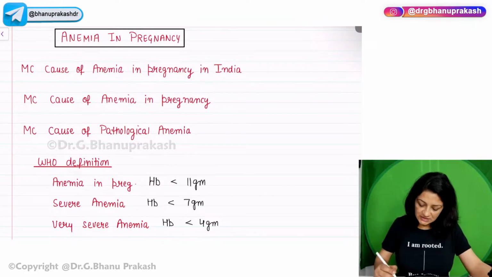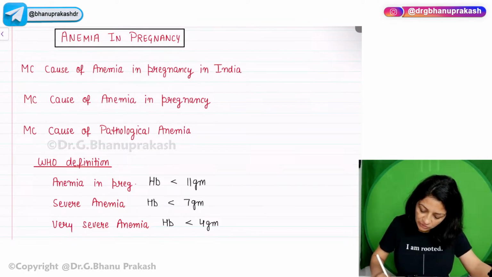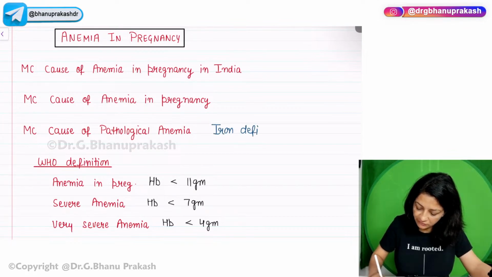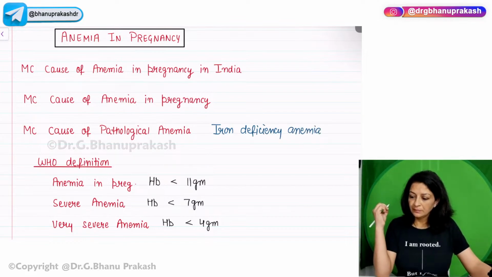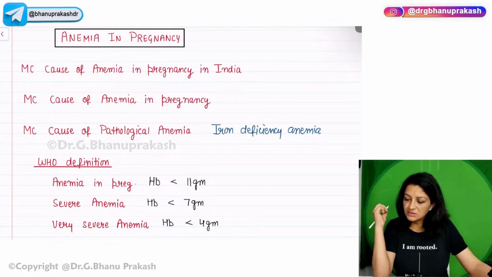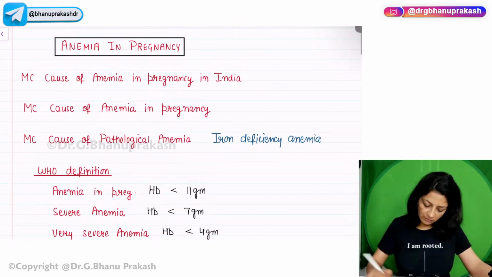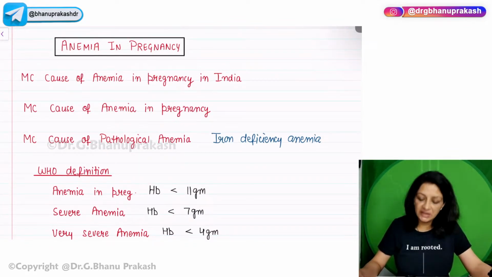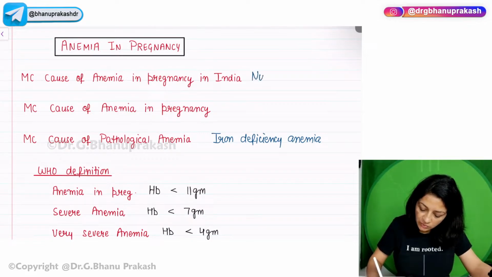Iron deficiency is the most common cause of pathological anemia. That is iron deficiency anemia. Yes, Dr. Ritvik. Most common cause of anemia in pregnancy in India is nutritional anemia.